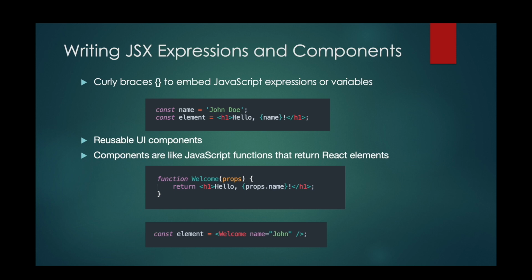You can then use this Welcome component within other JSX code by writing const element = <Welcome name="John" />, where Welcome is the name of the function, and name equal to John is the prop which it will take inside and print that name next to Hello.